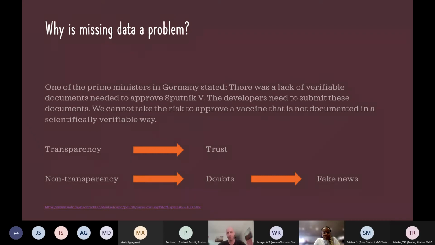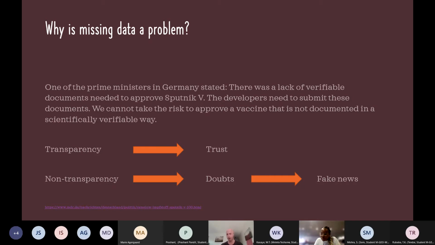What do we learn from that? Apparently, there's a strong connection between reporting scientific research in a transparent way and trust. Trust between researchers and other researchers, trust between researchers and politicians, and trust between researchers and society. Transparency increases trust, whereas non-transparency increases doubts. To make it even more problematic, non-transparency paves the way for fake news.